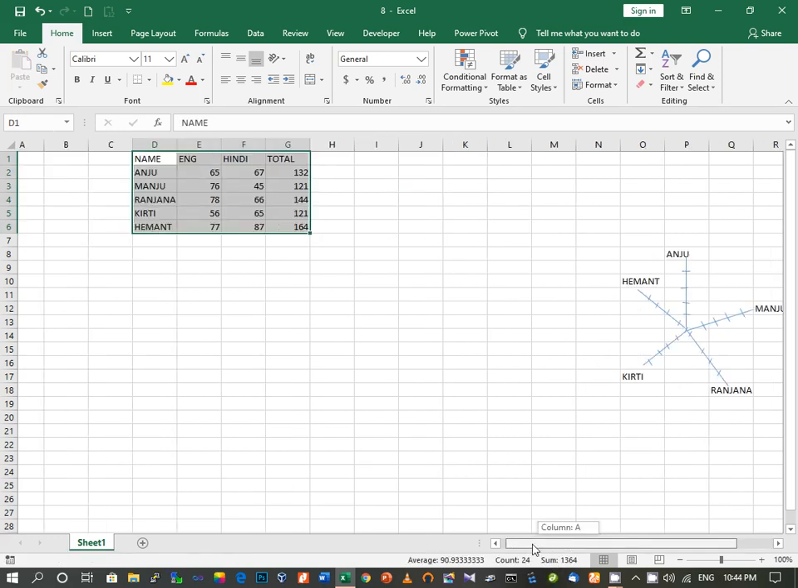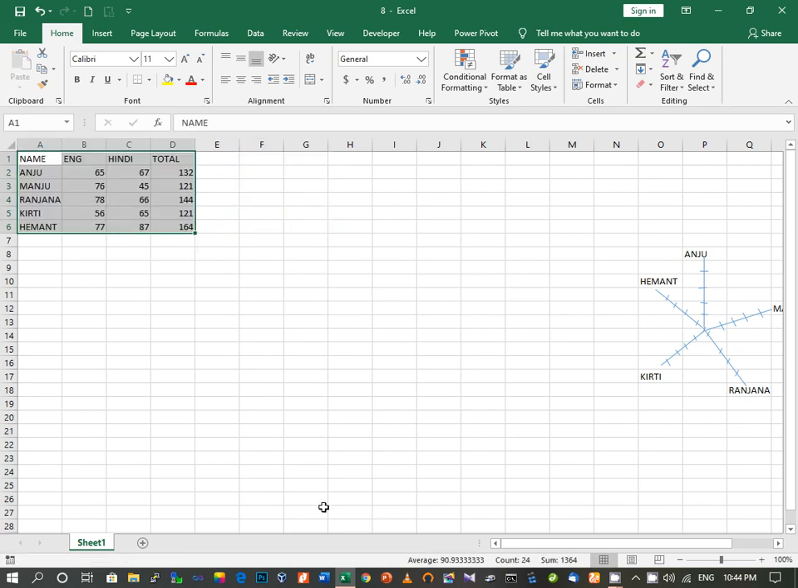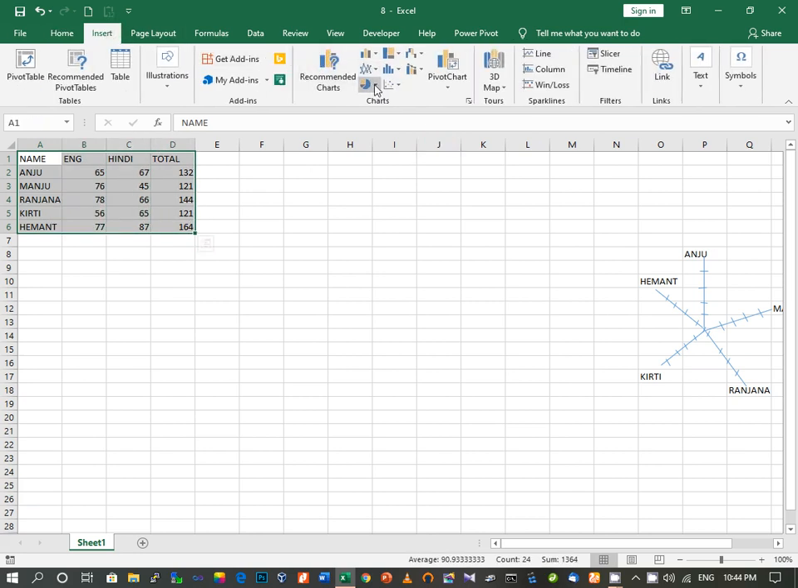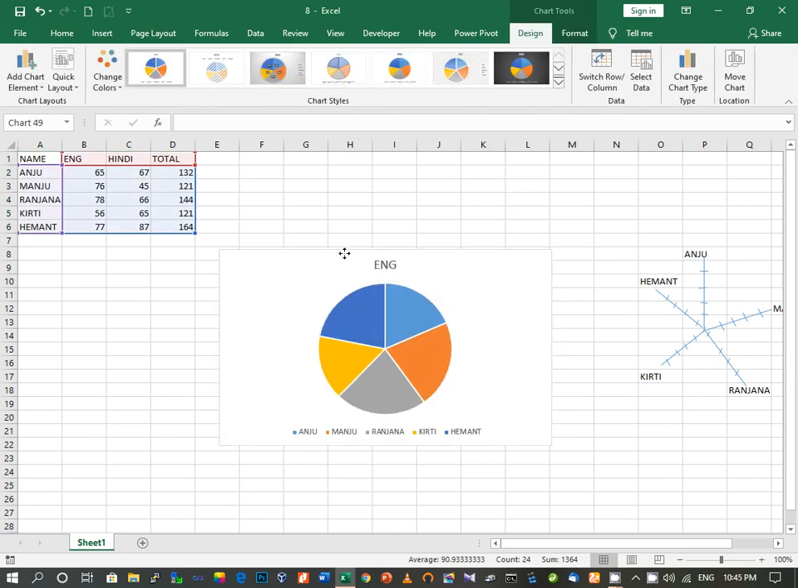So we are going to study some more charts. Now the next one is your pie chart. So we are going to insert a pie chart over here. First select the data, then insert, and then here we have pie chart. So we have selected the pie chart here.